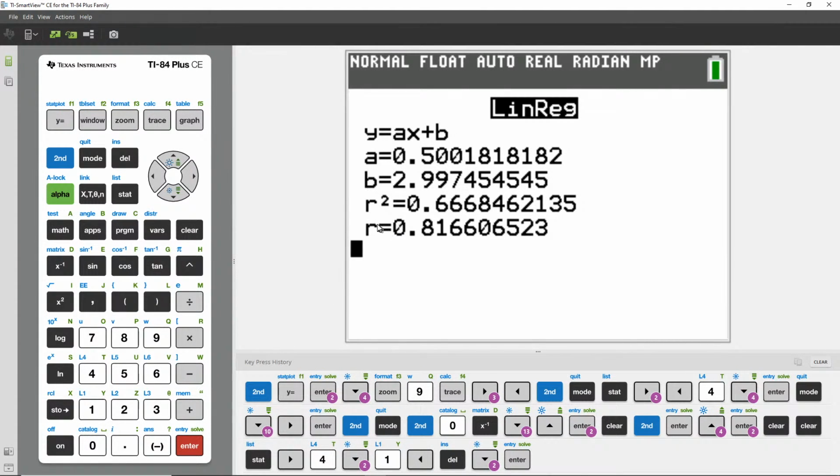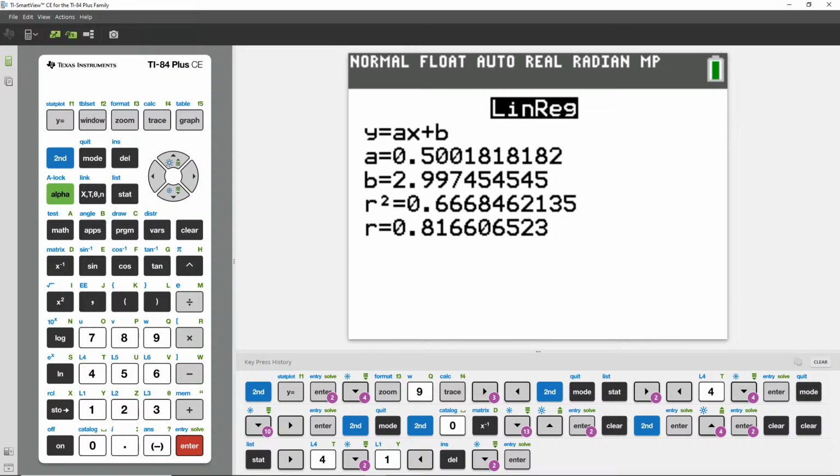Now I have my R. I even have R squared, which is the percent of variation between the two variables. But R is the one. It's positive and it is very close to 1. It's 0.81. So that lets us know that there is a strong correlation.